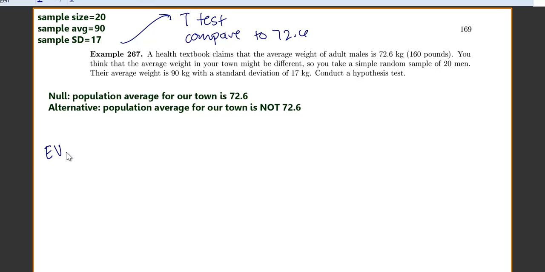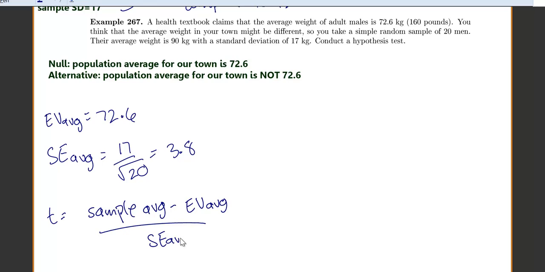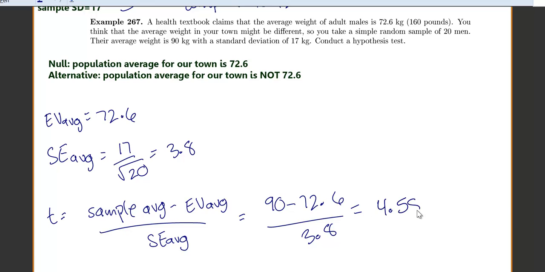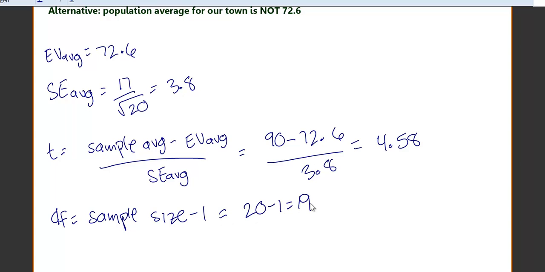Now let's do our calculations to find our test statistic. So let's find the expected value of the average, which should be 72.6, and the standard error for the average. You do the SD over square root of the sample size, so 3.8. And then your test statistic T is your sample average minus the expected value for the average over the standard error for the average. My sample average was 90, but I'd expected 72.6, and the standard error is 3.8. So this gives me 4.58. And the degrees of freedom is your sample size minus 1, which is 20 minus 1, so 19.